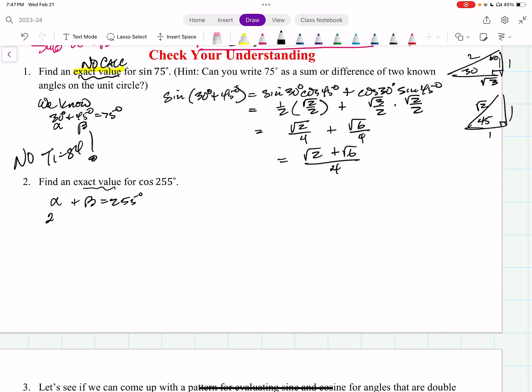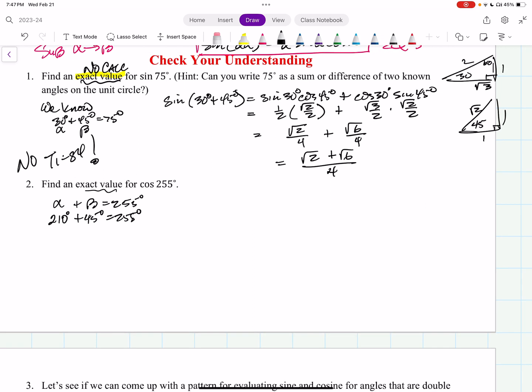Well, if this one's 210 plus 45, does that work? Oh, that works. Are these on the unit circle though? And the answer is yes, they're on the unit circle. So that's a good thing. There are many possible combinations here, many possible sums. So keep in mind there's more than one way to do this. So be creative.